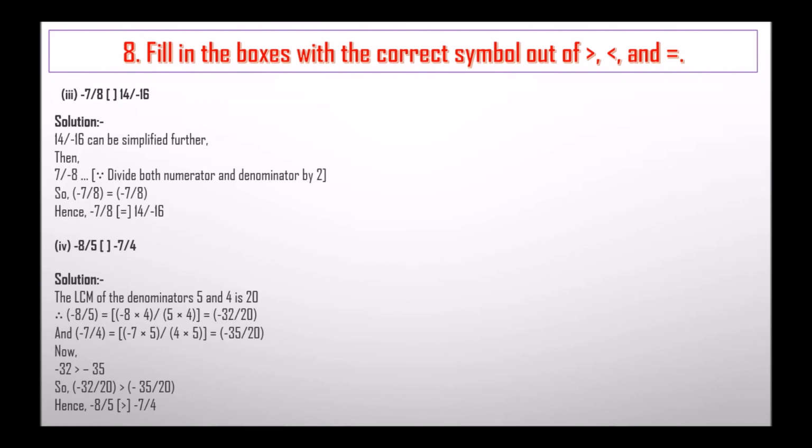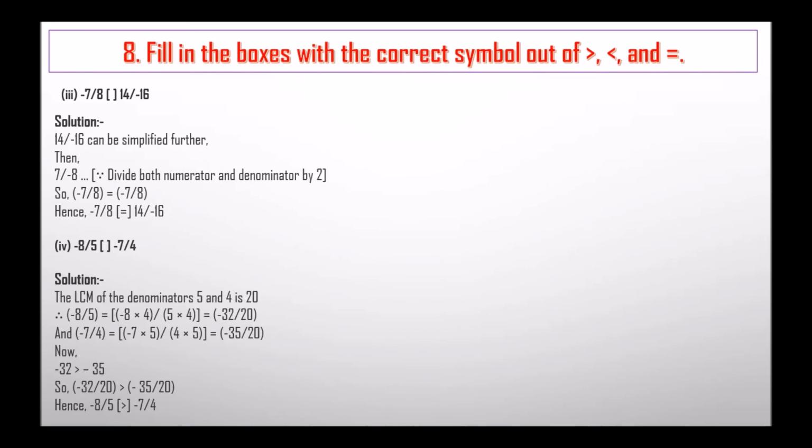Minus 7 upon 8 box 14 upon 16. We can simplify 14 upon minus 16 by dividing numerator and denominator by 2. So we will get 7 upon minus 8. Now minus 7 upon 8 equals minus 7 upon 8. So both the numbers are equal.